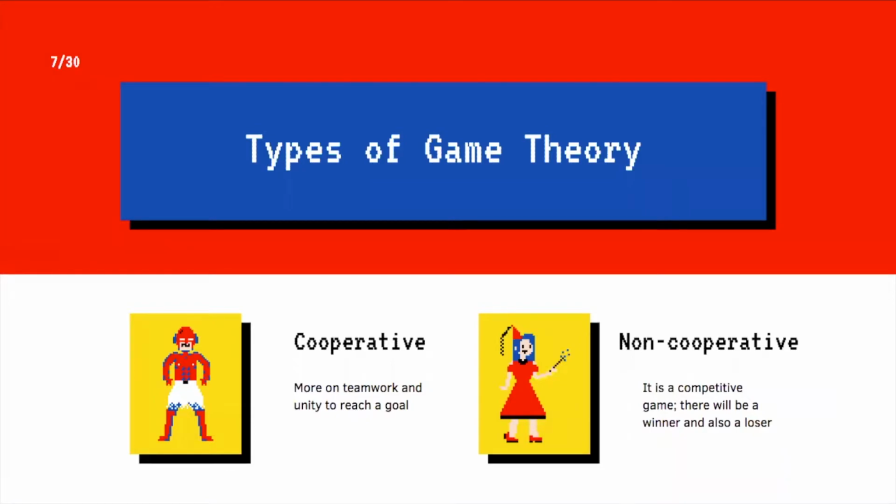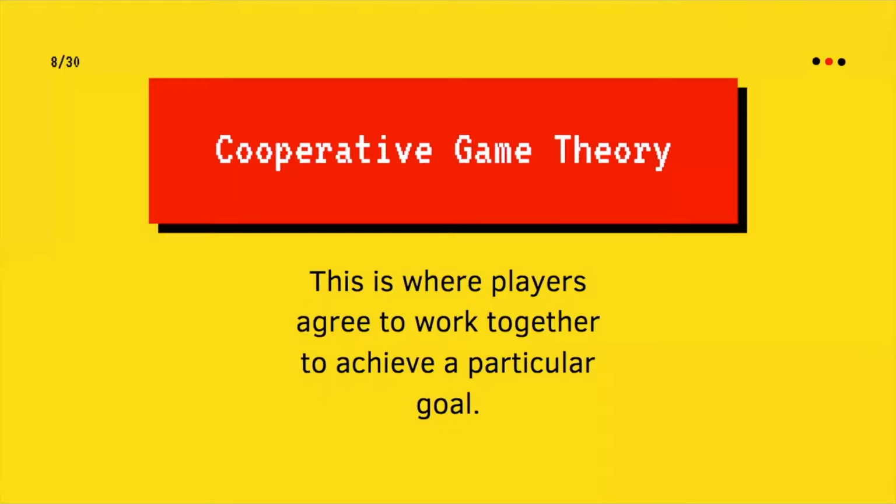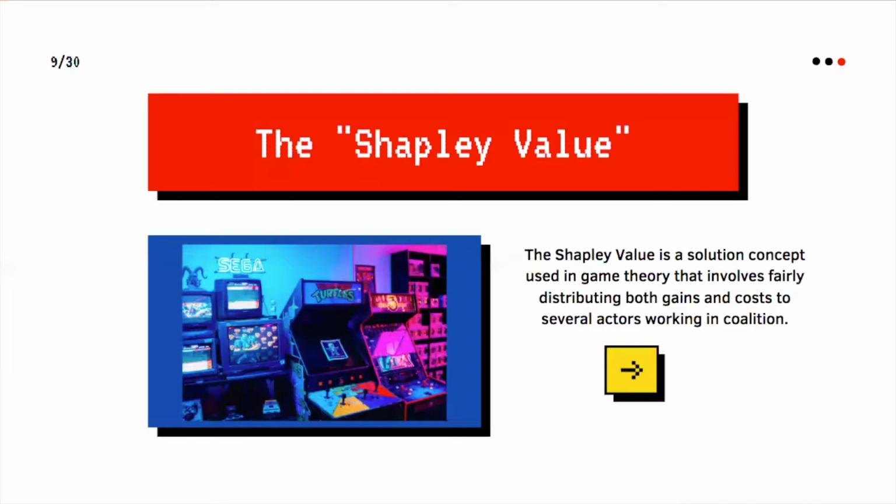First, there are what we call cooperative and non-cooperative game theory. In cooperative game theory, it is more about teamwork and unity to reach a goal. This type is what we call the Shapley value. The Shapley value is defined as a solution concept used in game theory that involves a fair distribution of both gains and costs to several actors working in a coalition.